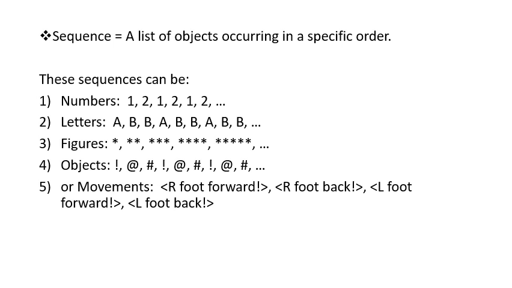Objects and figures, there's a lot of overlap between them, but the way I understood it was that a figure was something that was a physical object that was going to change, whereas objects would be just one static object. So for objects, we have exclamation point, @ sign, pound sign, exclamation, @ sign, pound sign. So again, we see the pattern that's emerging from that sequence.